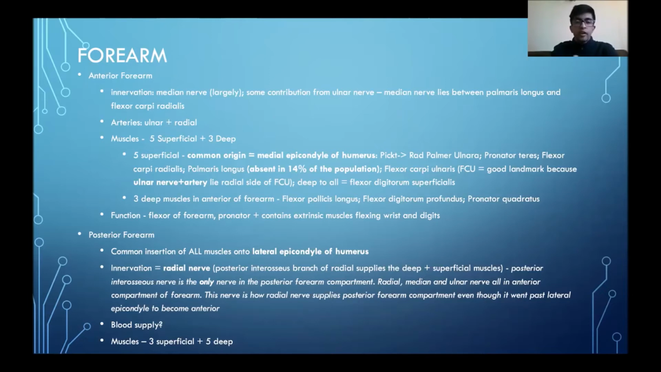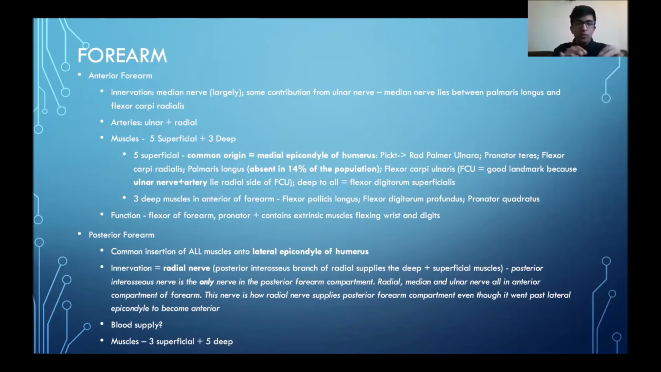Arteries are the ulnar and radial arteries, which is good, because those are the two bones, and the arteries have the same names, so it's easy to remember. Here's the confusing thing that always confused me. Muscles of the anterior forearm, you have 5 superficial, 3 deep, but in the posterior forearm, you have 3 superficial and 5 deep. So these are the names that I've listed here, and the posterior forearm muscles are also listed there, but I think the textbook text just went off the slide, so it's fine.